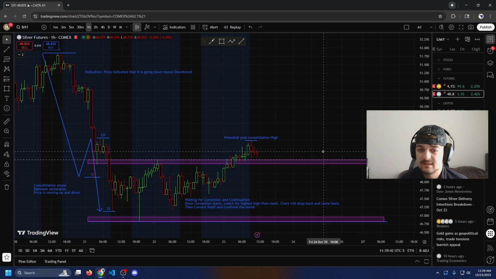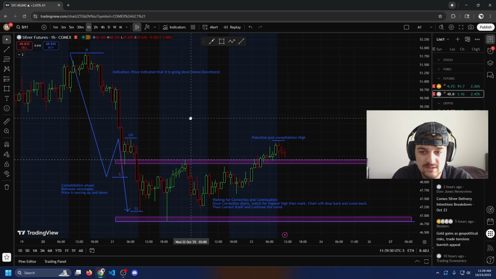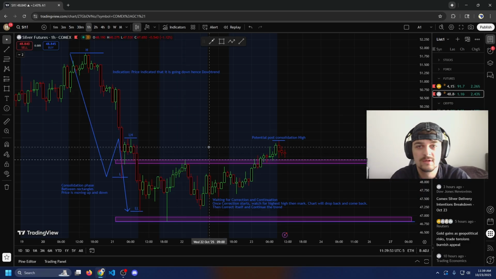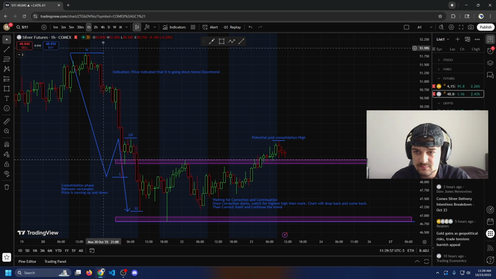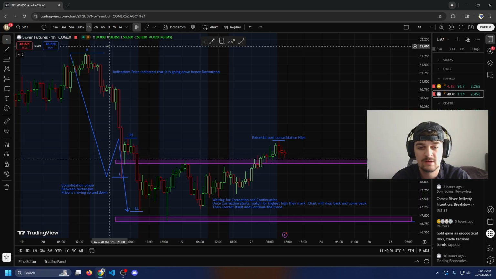I actually did this last night on silver. I didn't start paper trading or anything, but I did want to show you what I did on silver. I am switching between 1 hour, 2 hour, and 4 hour, mainly 1 hour and 4 hour.